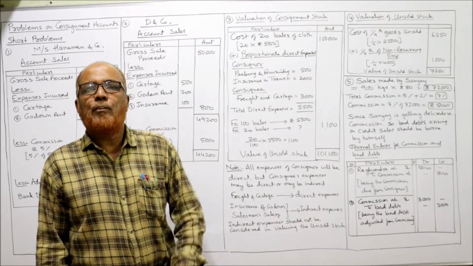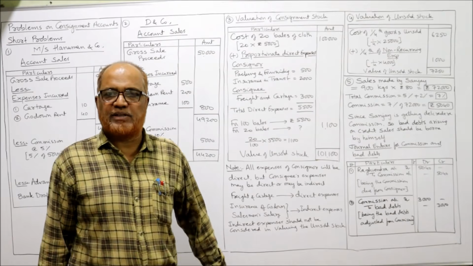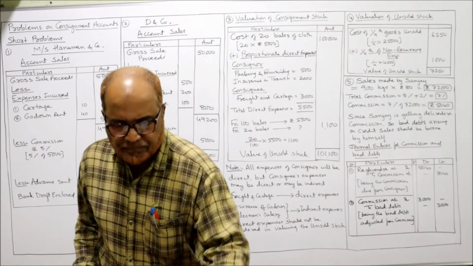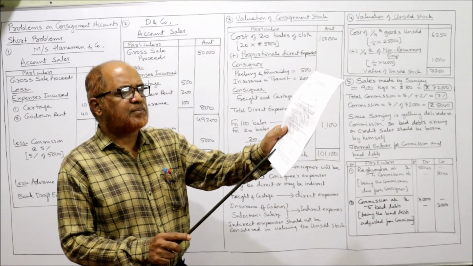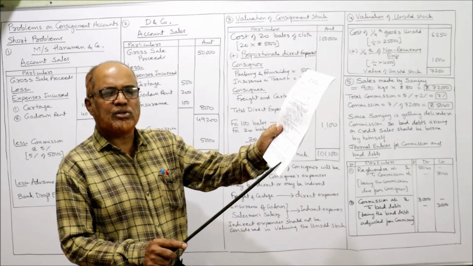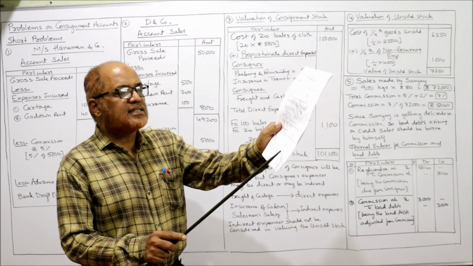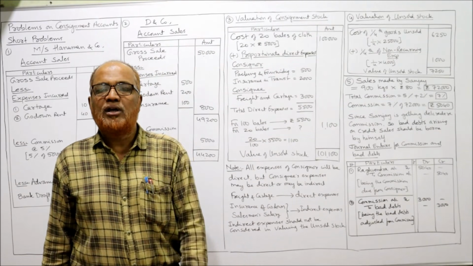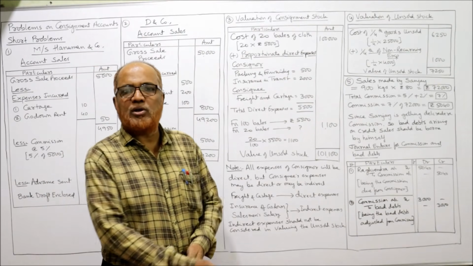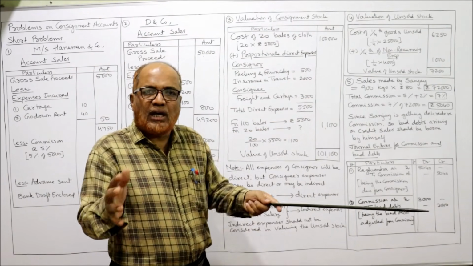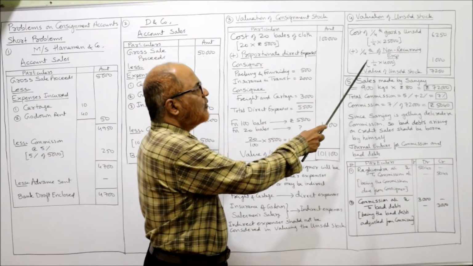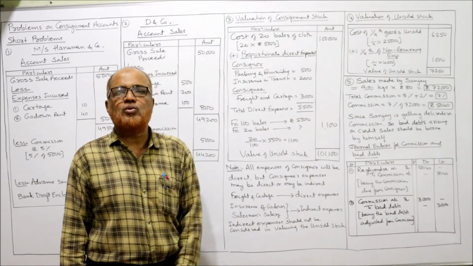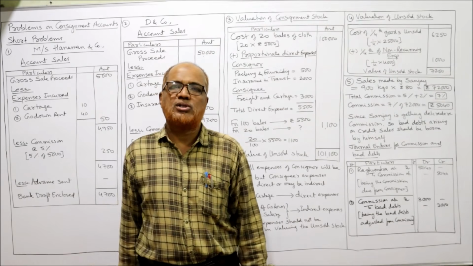To this we add proportionate non-recurring expenses. In the problem it is given the recurring and non-recurring expenses amount to 5,000 and 4,000. The first 5,000 is recurring, the second 4,000 is non-recurring. So we take 1/4 of 4,000 because goods are 1/4. So 1/4 of 4,000 is 1,000. So take the total 6,250 plus 1,000, 7,250 is the value of unsold stock.